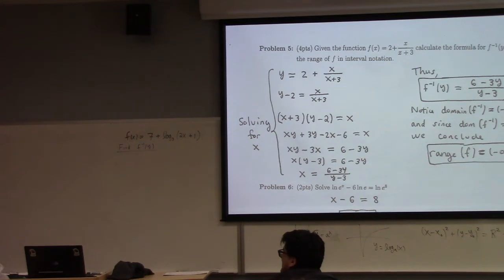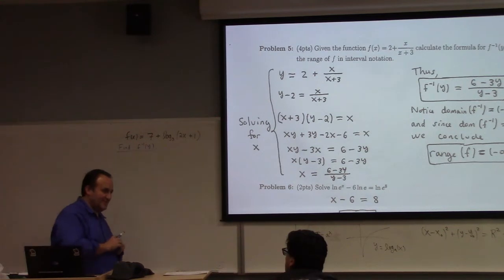That would be amazing. That'd be hilarious. If we get the same formula for this one with just trading x for y, everyone in this room gets 20 bonus points.